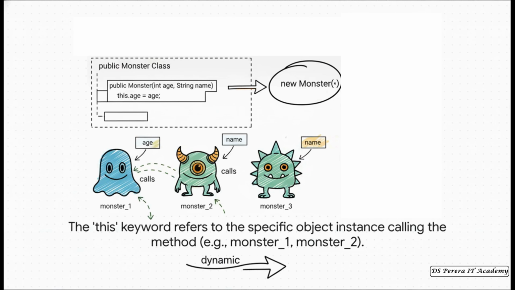Now, this is the really important part to get. This isn't static. It's dynamic. What that means is its value actually changes depending on which object is running the code at that moment. So, if an object called monster1 calls a method, then inside that method, this refers to monster1. But if monster2 calls that exact same method, this suddenly points to monster2. Let's explore this with our monster example.